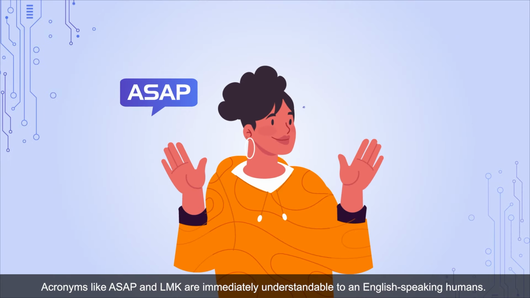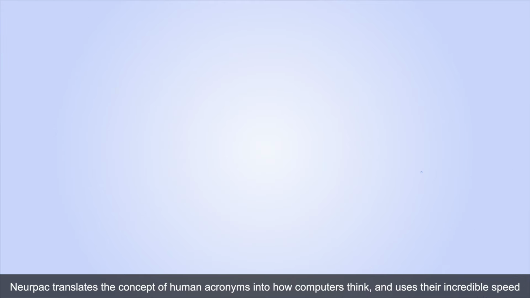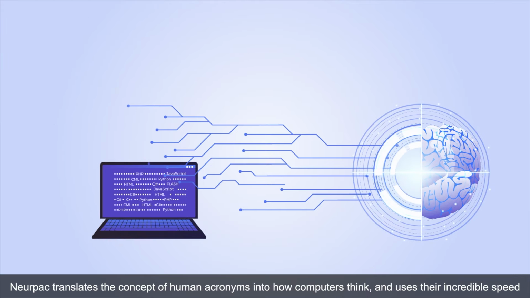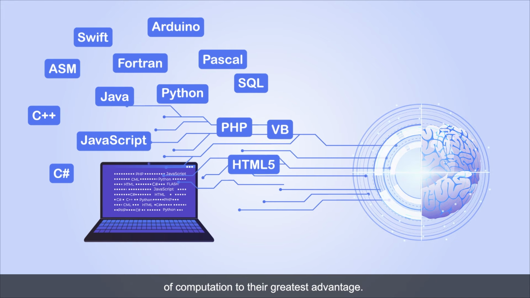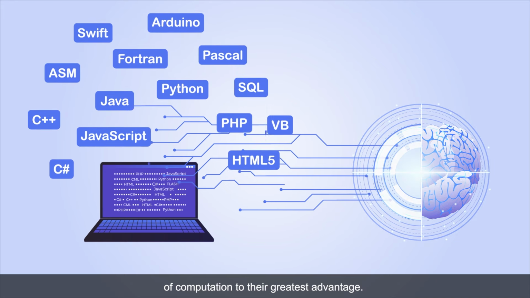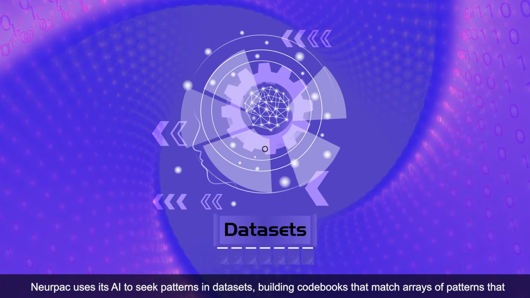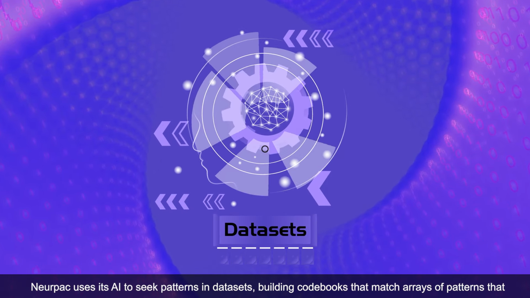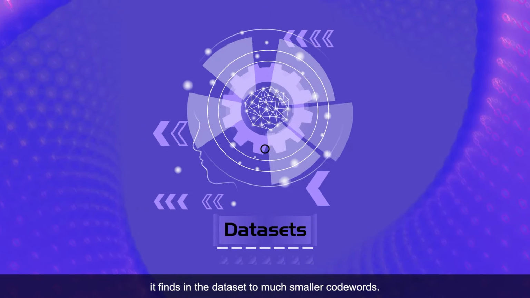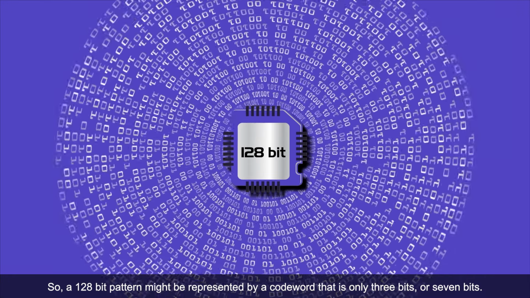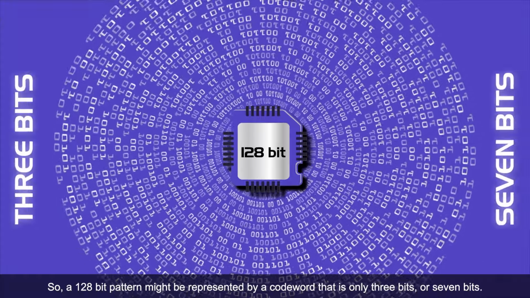Acronyms like ASAP and LMK are immediately understandable to an English-speaking human. Neurpac translates the concept of human acronyms into how computers think and uses their incredible speed of computation to their greatest advantage. Neurpac uses its AI to seek patterns in datasets, building code books that match arrays of patterns that it finds in the dataset to much smaller code words. So, a 128-bit pattern might be represented by a code word that is only 3 bits or 7 bits.